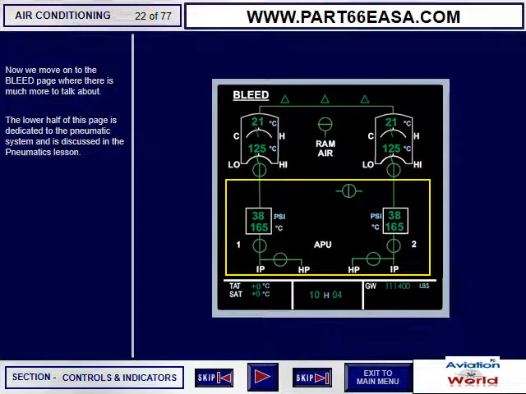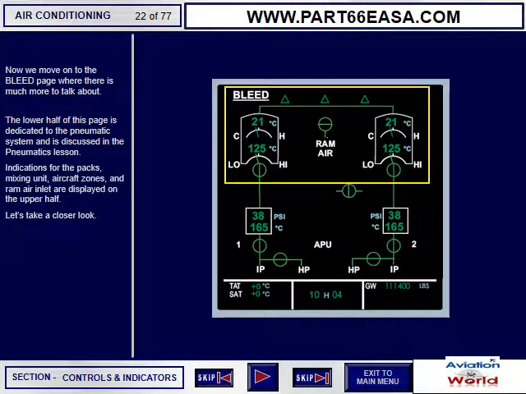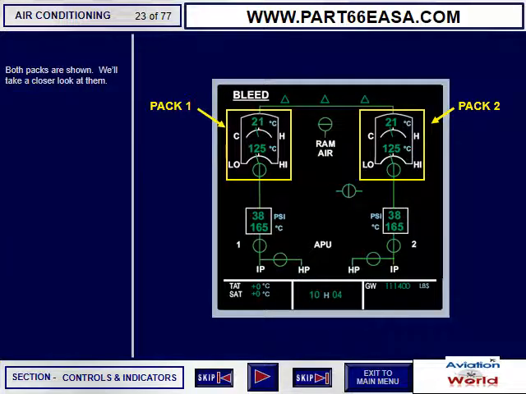Now we move on to the bleed page, where there is much more to talk about. The lower half of this page is dedicated to the pneumatic system and is discussed in the pneumatics lesson. Indications for the packs, mixing unit, aircraft zones, and ram air inlet are displayed on the upper half. Let's take a closer look. Both packs are shown. We'll take a closer look at them.